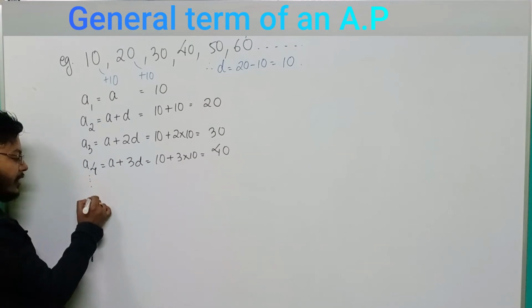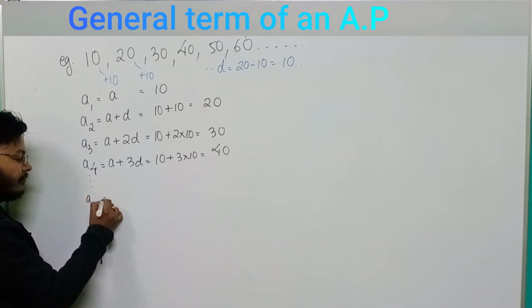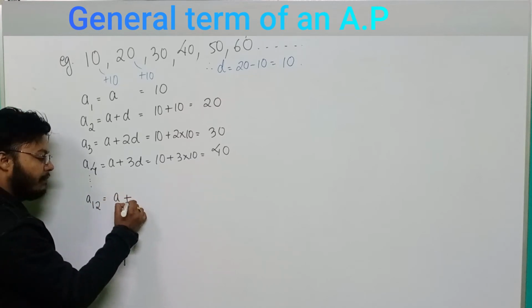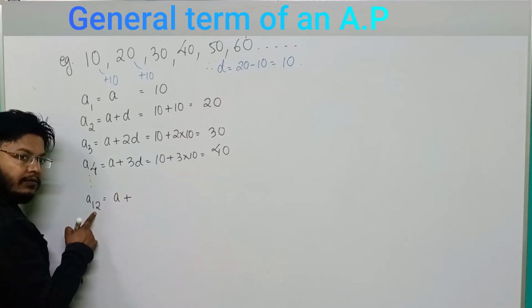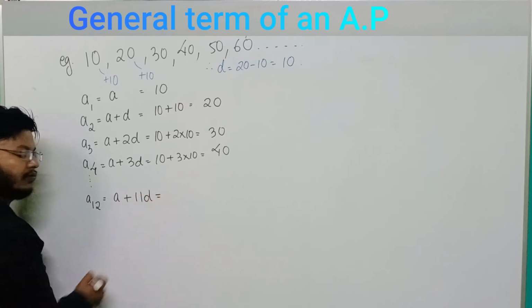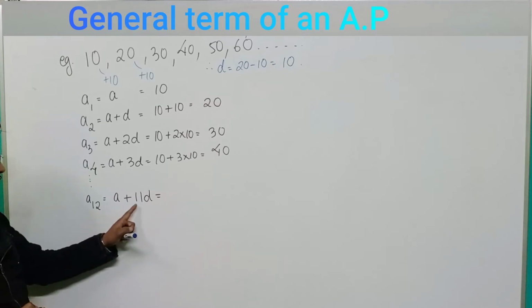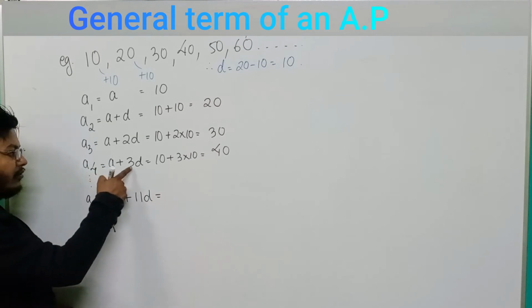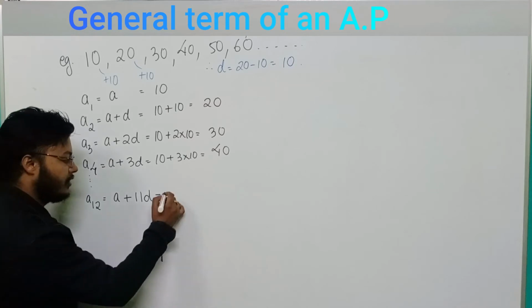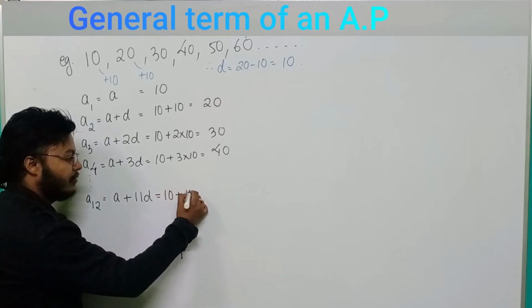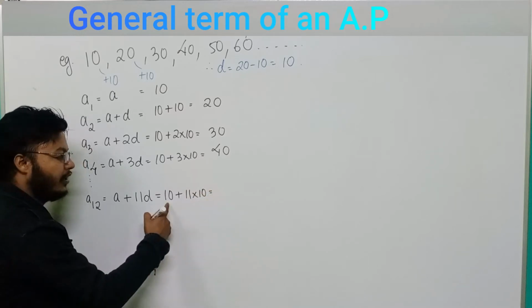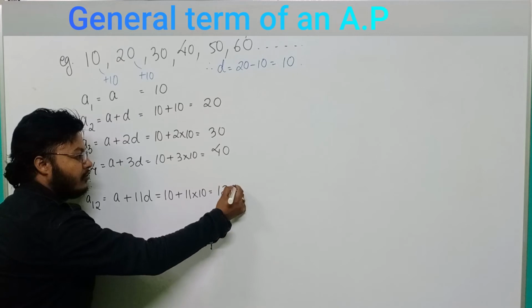Similarly, can I find A12? What is the formula for A12? A plus 12 minus 1, that means it will be 11D. Understood? Yes or no? If it is 12, then it will be 11. See, you can see for 4, this side is 3. So got the formula. Hope you are clear with this formula. 10 plus, now it will be 11 into 10. So 11 into 10 is 110. 110 plus 10 is your 120.